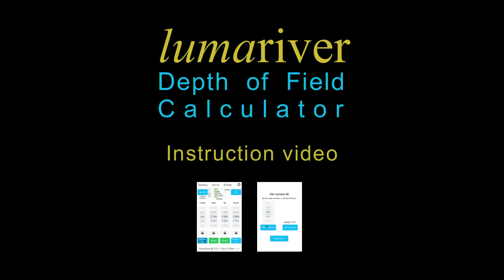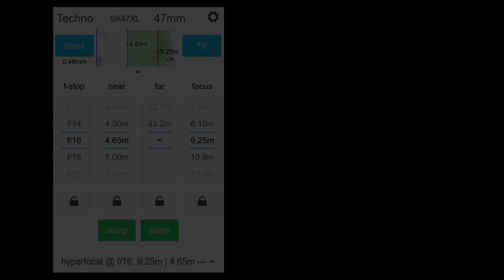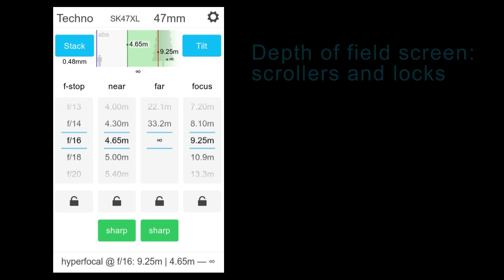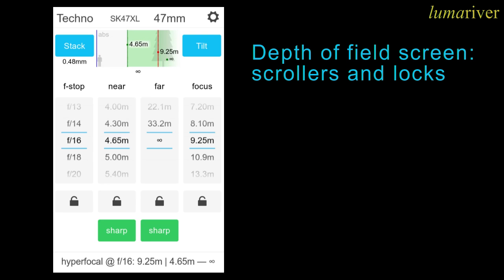It's highly configurable, and a key feature is that you set it up with your own cameras and lenses, so you can easily make the calculations on the gear you actually have at hand. Let's start looking at the app. This is the main depth of field screen.